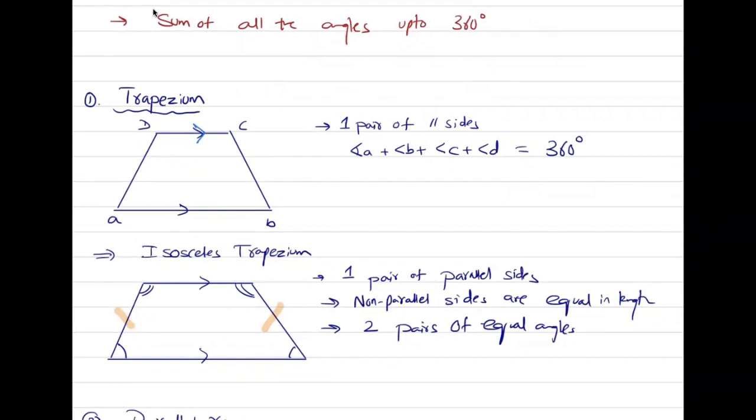Then we have the isosceles trapezium. In an isosceles trapezium, you will have one pair of parallel sides and the other two sides are not parallel, yet they are equal. So if they are equal, it is called an isosceles trapezium. These are the non-parallel sides, and they are equal in length. And there are going to be two pairs of equal angles. So this angle is going to be equal to this angle, and this angle is going to be equal to this angle.